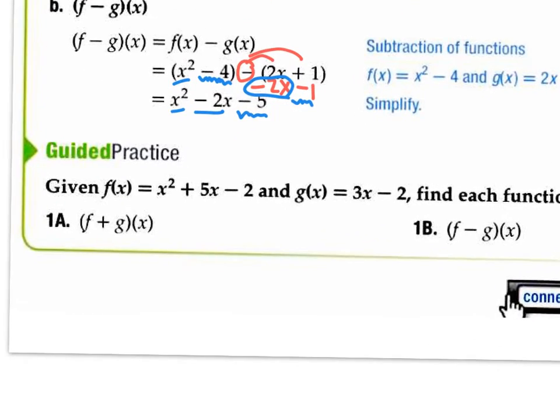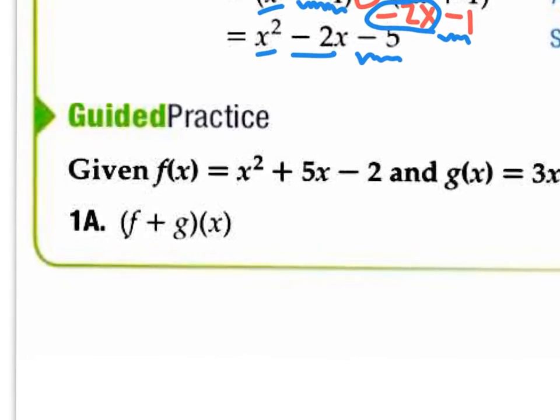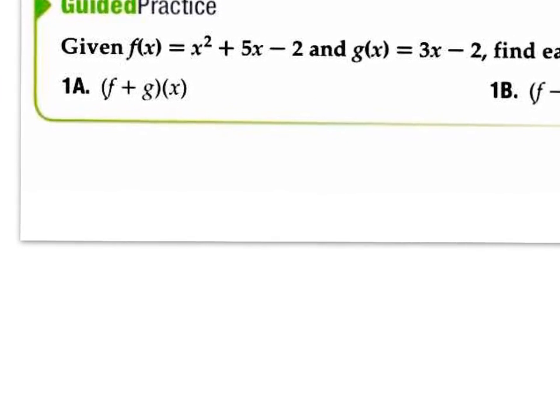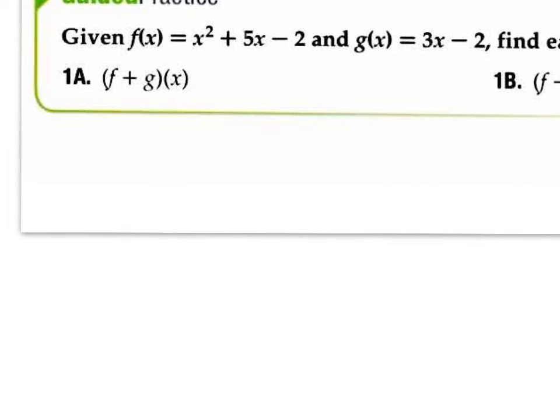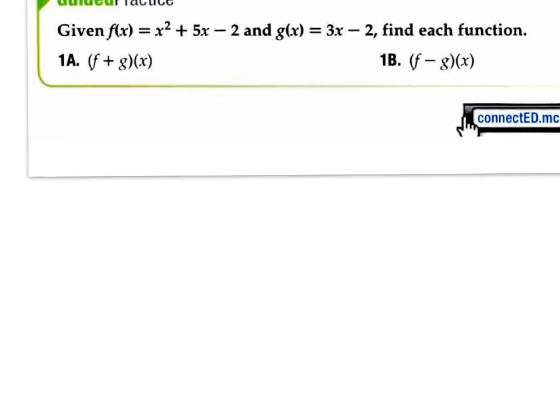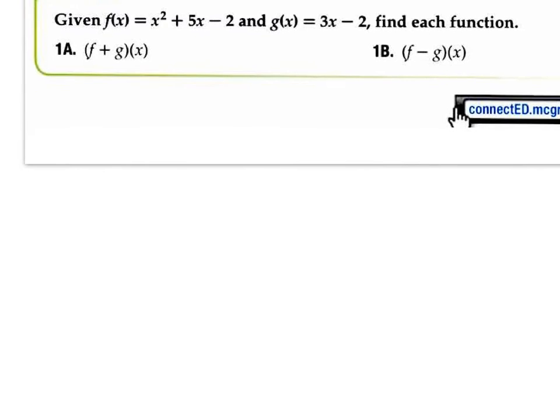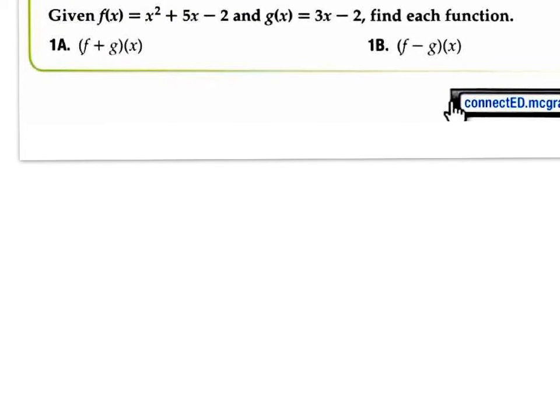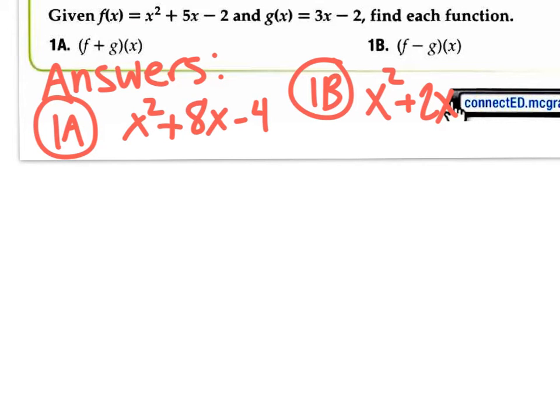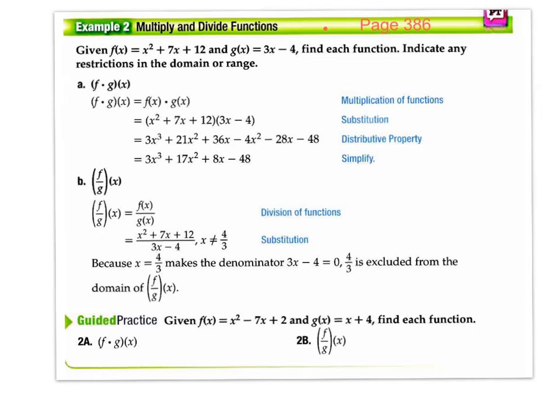And we have some practice down here. How about you guys try in your notebooks 1A and 1B. I'm going to pause it, and then we'll show the answers in a couple of minutes. So if you did your work correctly, you should end up with those two answers for 1A and 1B. I'm not going to show the work for the sake of the time on this video. Let's move on to the next page.